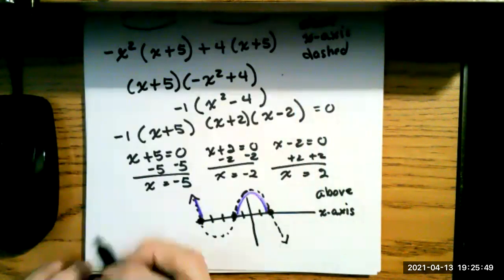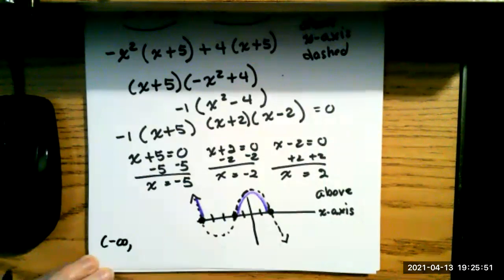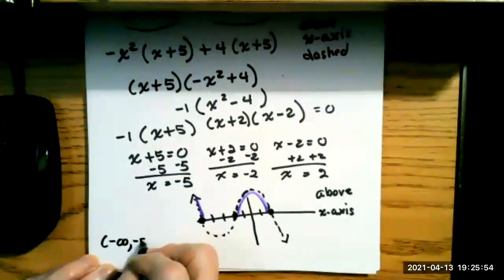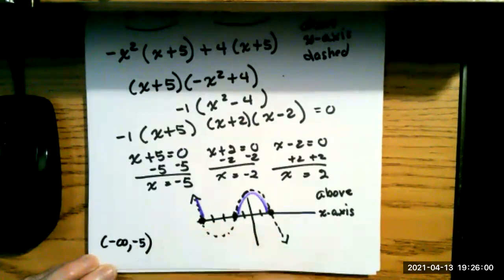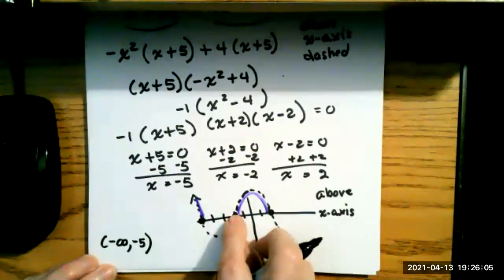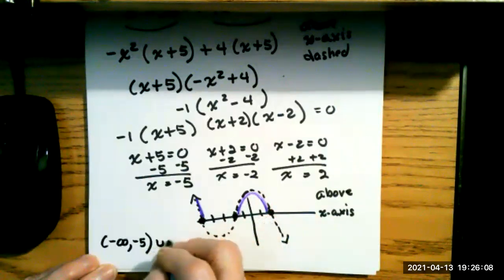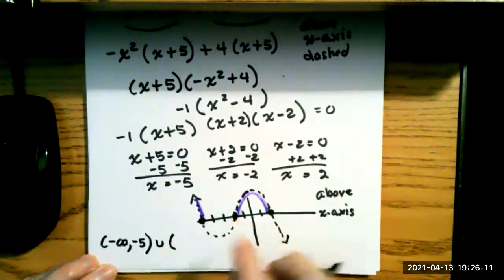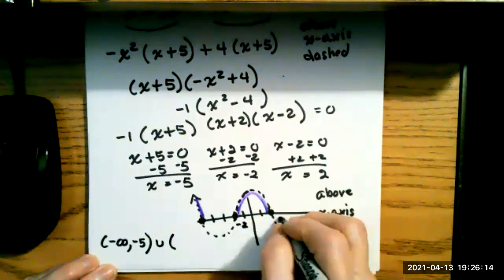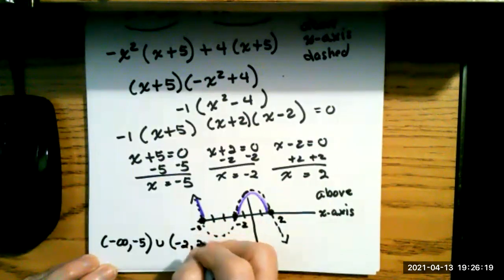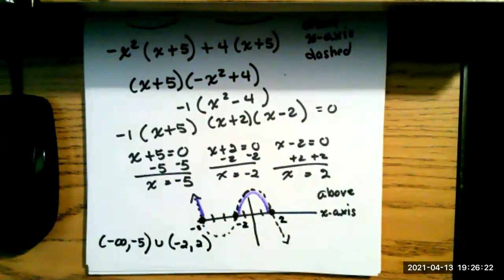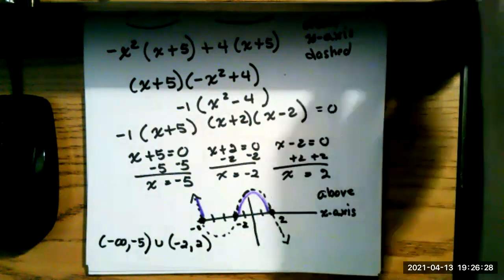Negative infinity to negative 5, with a bracket at negative 5. Not a bracket, because this is a dashed line, so it would be a parenthesis. That's right. A parenthesis. Now, how do I skip over and get from here over to here? This one was negative 2, and this one's positive 2. So negative 2 to positive 2. That's the part that is above the x-axis, which would be greater than 0.